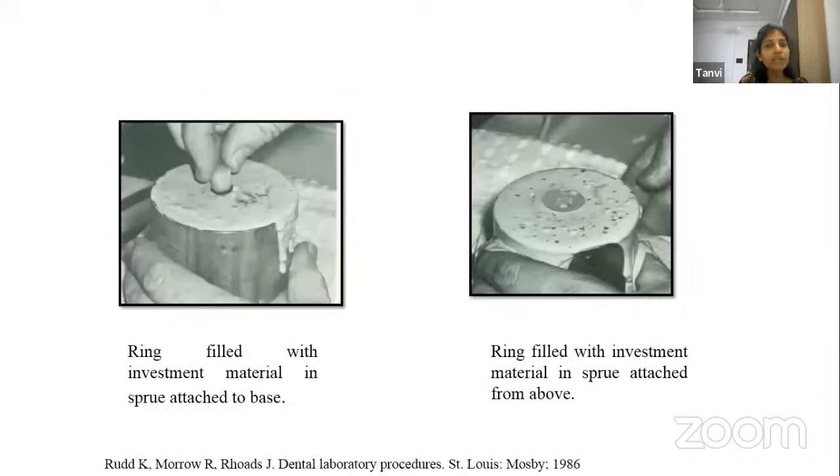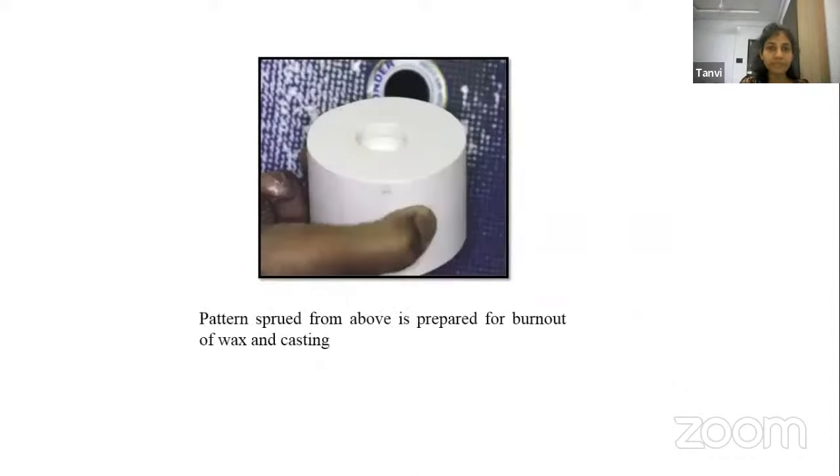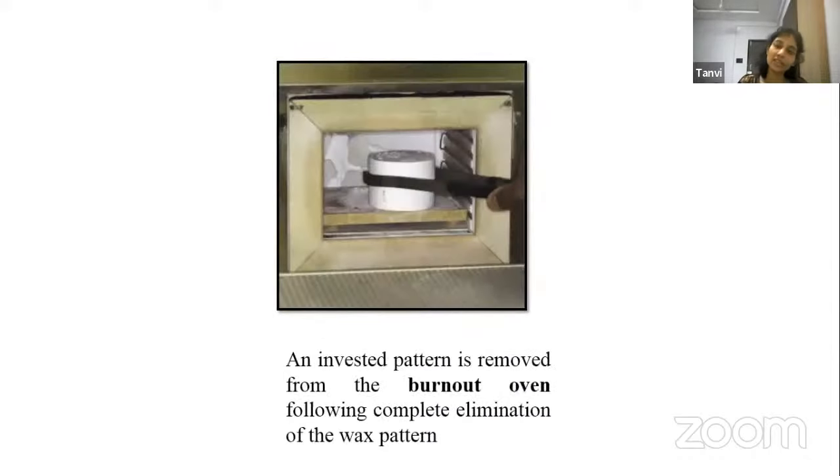What is seen in the figure now is a ring liner which is being totally filled with the investment material with the refractory cast inside it. And now this pattern with the sprue from above is ready for the burnout procedure. These are the commercially available burnout furnaces in which the wax elimination is done. And after wax elimination, you can see that the invested pattern is being removed from the oven, so we can proceed further with the casting procedure.